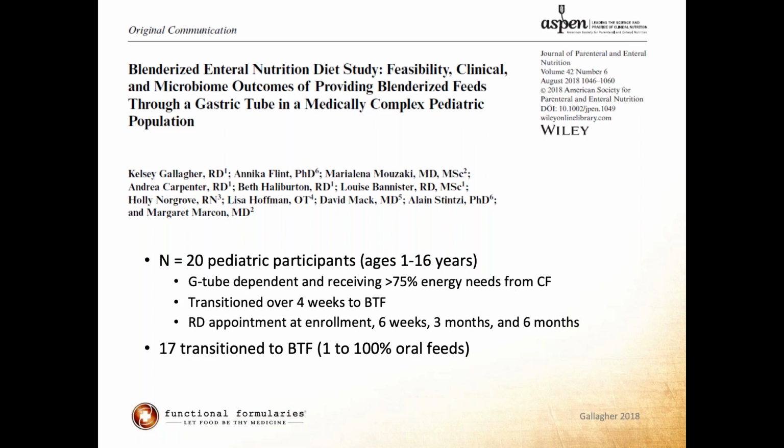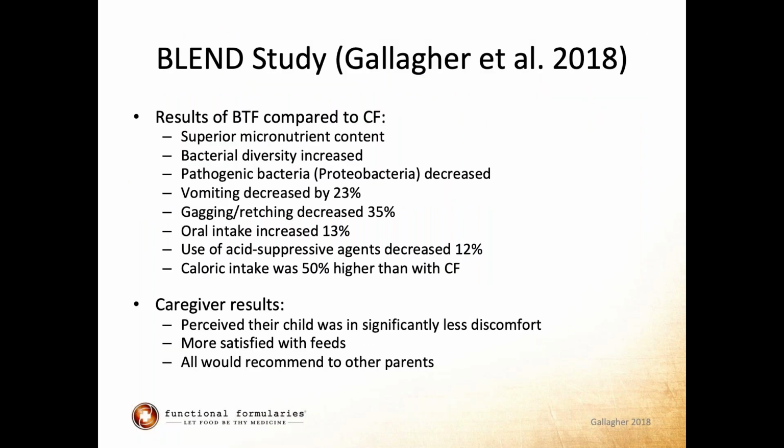So there were 20 pediatric participants, 1 to 16 years old, enrolled in the study. All were G-tube dependent, receiving 3/4 of their energy needs from a conventional formula. All of the patients were transitioned over to a blenderized diet over a period of 4 weeks. And the dietitian involved in this study was screening patients at enrollment, at 6 weeks, 3 months, and again at 6 months. 17 of the 20 transitioned over to a blenderized diet, and one of those patients was able to successfully transition over to 100% oral feeds, which is wonderful.